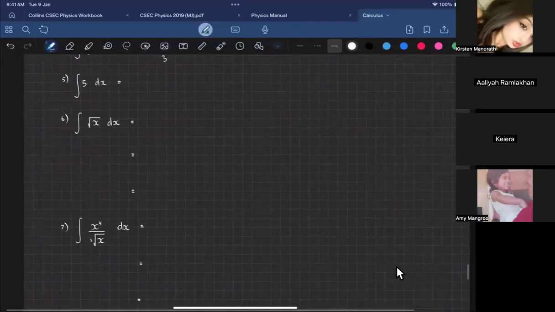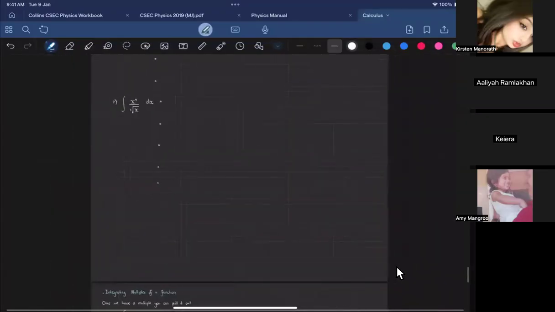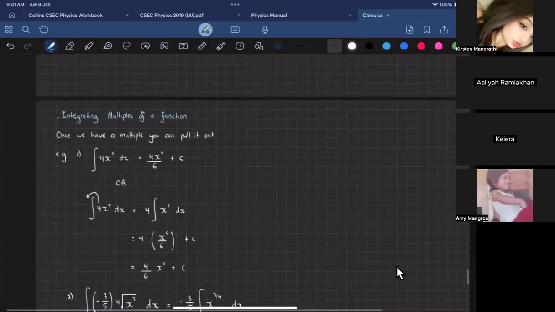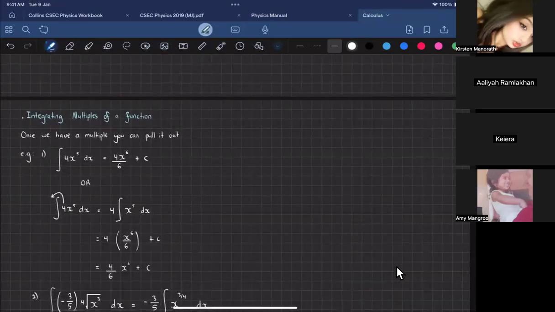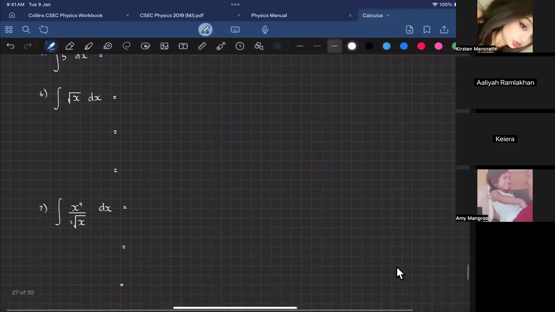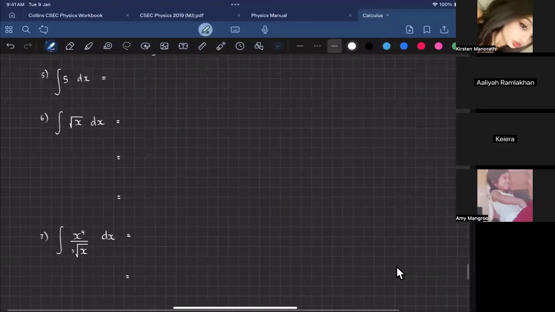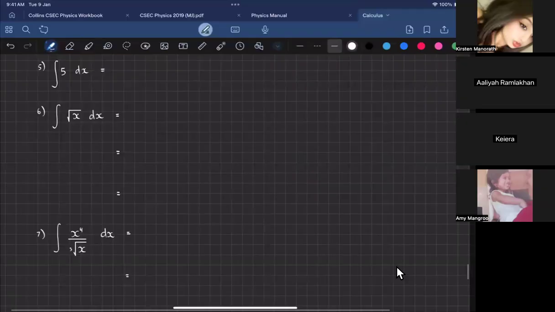Right. So we have 5, 6, and 7 to do before we start integrating multiples of a function, which we kind of do already. Alia, I want you to try 5, 6, and 7 from now. See if you can figure it out. Kira, you too. Kira, I want to see working from you. Otherwise, I've got to talk to Miss Stacy.